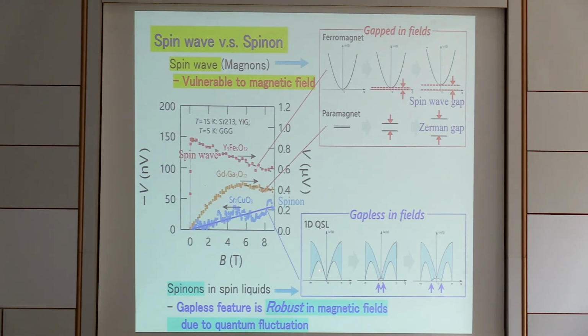The gapless spinon spectrum is protected up to the scale of J, which is like 1000 Kelvin. So it's very stable, and there is no suppression of the spin Seebeck effect up to very high field. So the quantum fluctuation is very stable under the magnetic field. Okay, this is the advantage of the spinon in the context of spin current physics. Of course, unfortunately, the amplitude is very small in the spinon case. Of course, the amplitude is much, much stronger in the spin wave case.